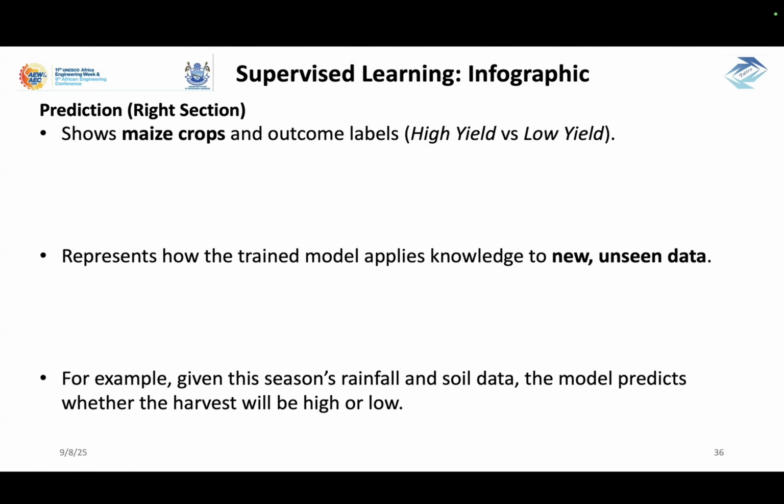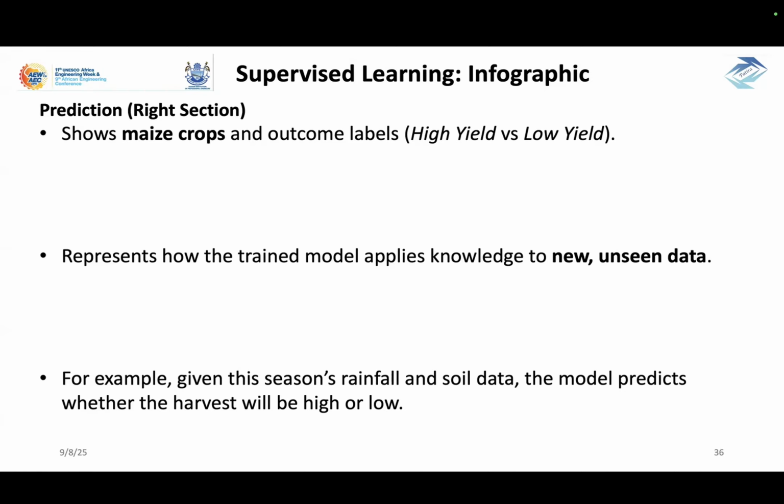So it shows maize crop and outcome level with high yield or low yield. It presents how the trained model applies knowledge to new and unseen data sets. For example, given this season's rainfall and soil data, the model is going to predict for you whether the harvest is going to be high or low, because it uses the historical data, and now you're collecting the soil information and the rainfall for this season.